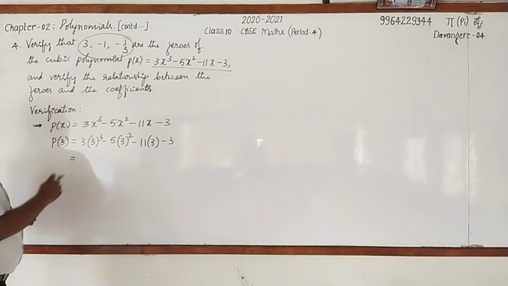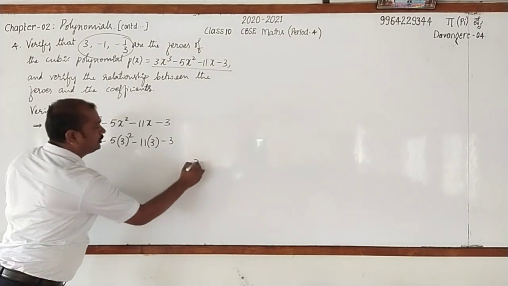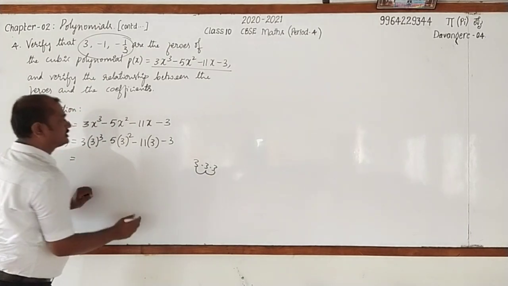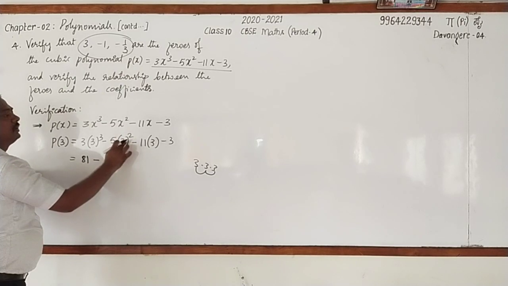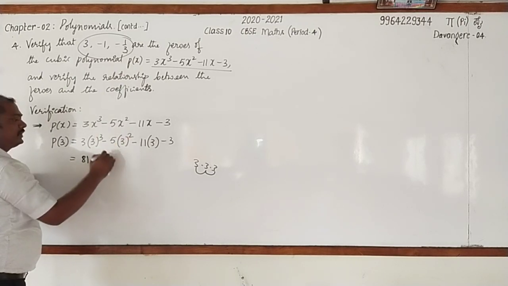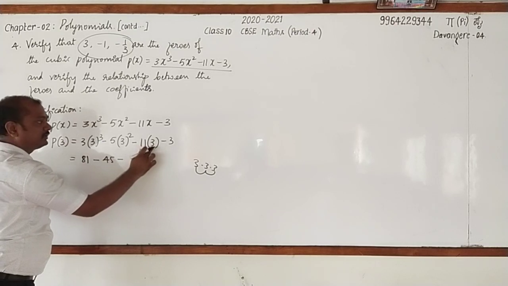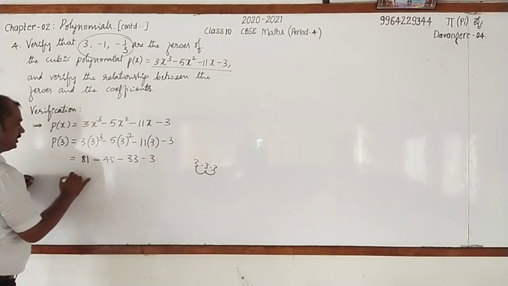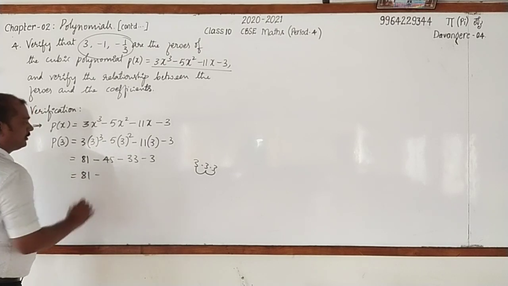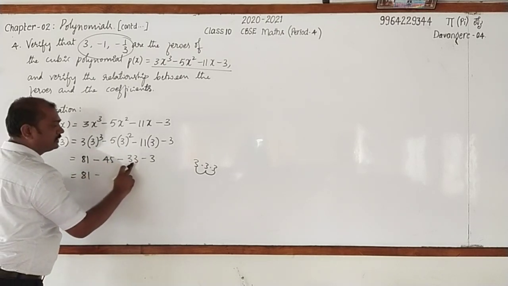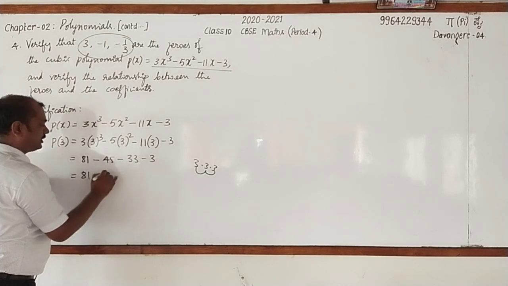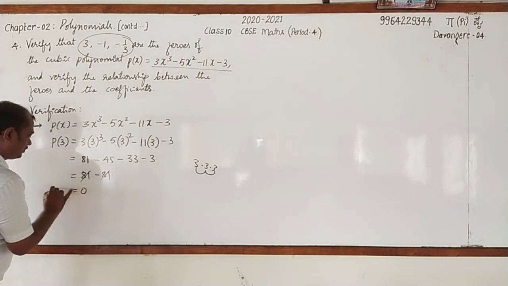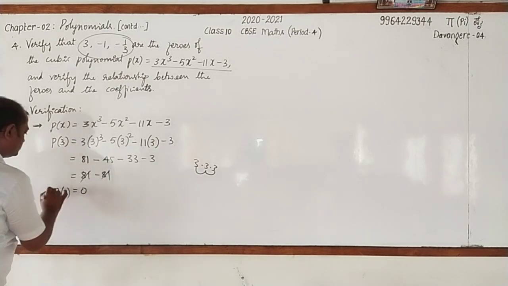What is 3 cubed? 3 into 3 into 3. 3 3s are 9, 9 3s are 27, 27 3s are 81. Minus, what about the value of 3 squared? 9. 9 5s are 45. Now 11 3s are 33, minus 3. 81 minus 45 minus 33 minus 3. Just observe, 45 and 33 make 78, 78 minus 78, minus 3, minus 81. Both get cancelled, 0. So P(3) equals 0.